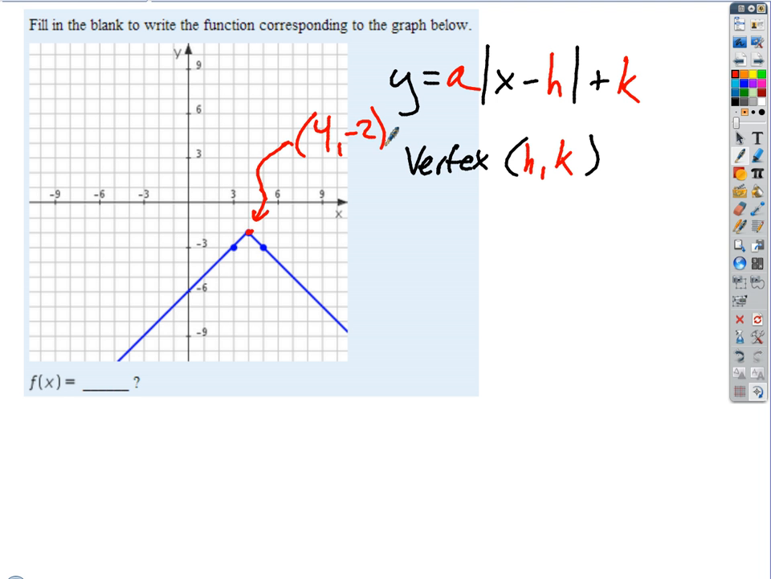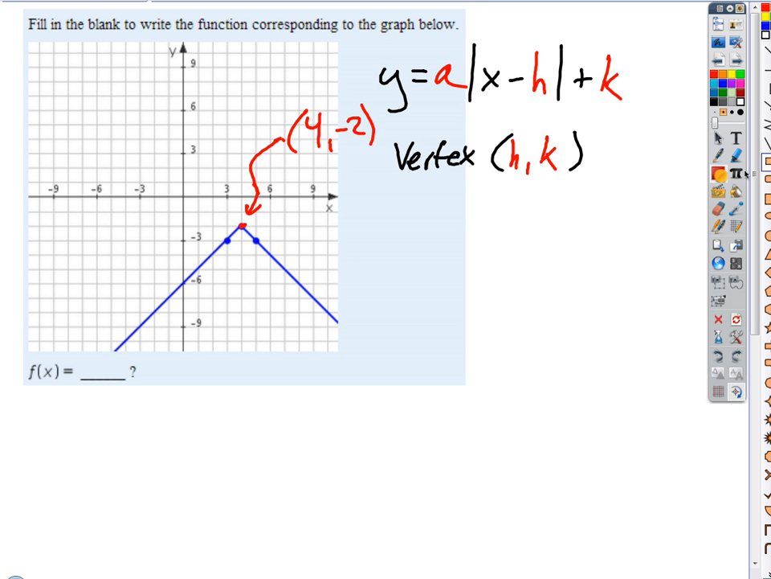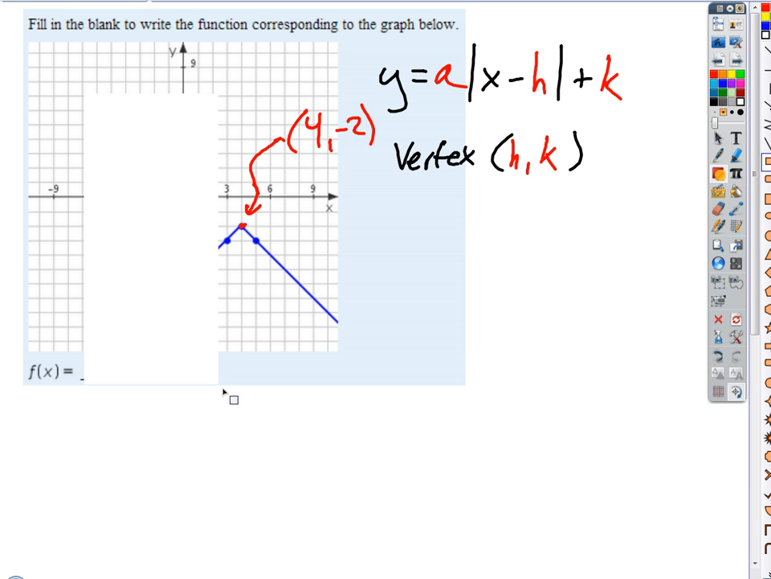So h is 4, k is -2. Now for a, this is the part that I think people miss on, especially if it's one that's opening down. People tend to use the left two points for the slope. I guess because they're more convenient, I don't know. But that's not what we do. We want to visually or mentally block out the left side and just focus on the right side, because it's the slope of the right side that matters.